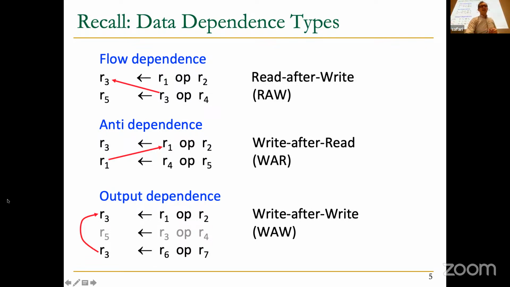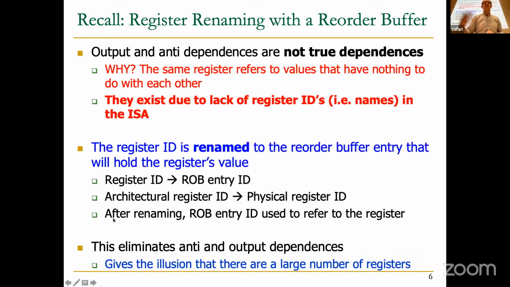When the consumer comes into the machine, the consumer needs to know where to get its value from. Here, you can get rid of these dependencies because they're not real dependencies. You can rename this R1 to something else, R1000, let's say, or some reorder buffer entry number. As a result, this value has nothing to do with this value, which makes sense, right? We've discussed this multiple times. And that's true for this output dependence also.